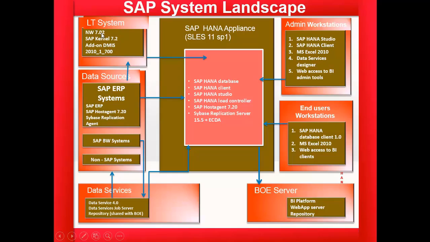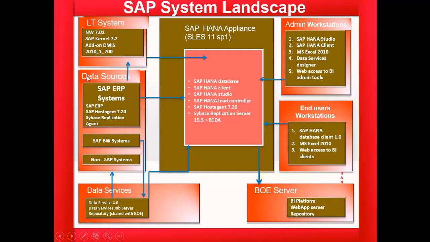It is NetWeaver 7.0 EHP2, and the minimum kernel level should be 7.2, and it requires an add-on on top of NetWeaver 7.2. That is DMIS 2010_1_700. This is the minimum version of the add-on required to be installed to convert a NetWeaver 7.0 EHP2 system into an LT replication system. You can use your Solution Manager if you have at least 7.0 EHP2.